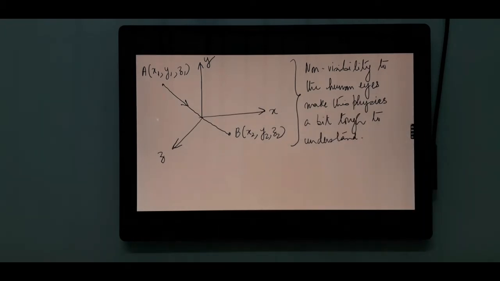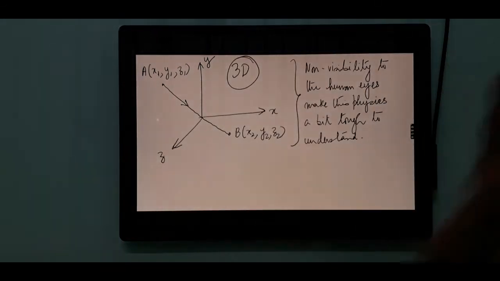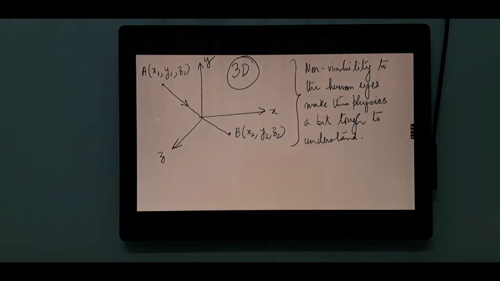this is one thing. One is non-visibility, the other is 3D. So these fields, these waves, they exist in 3D and usually they are not something which we can easily visualize. So therefore, this is the inherent difficulty with these waves. Now, however, that did not stop the early researchers in this field from trying to understand this field.